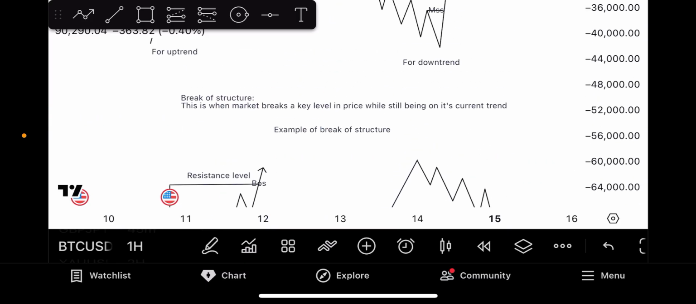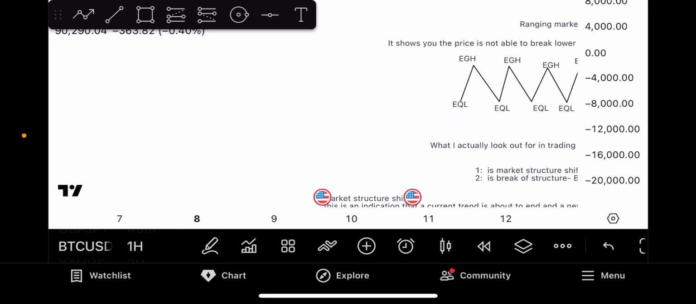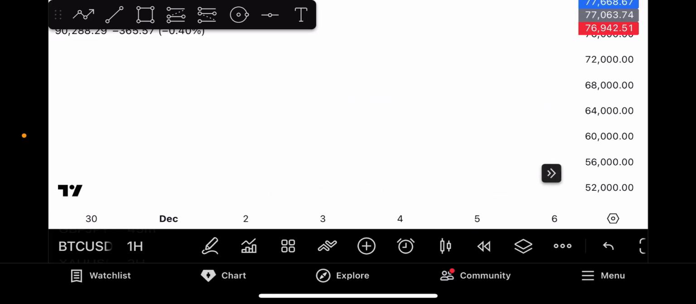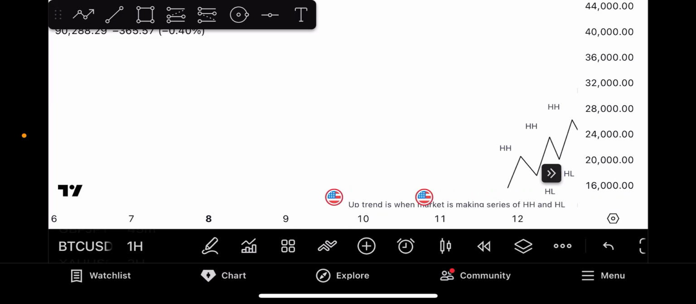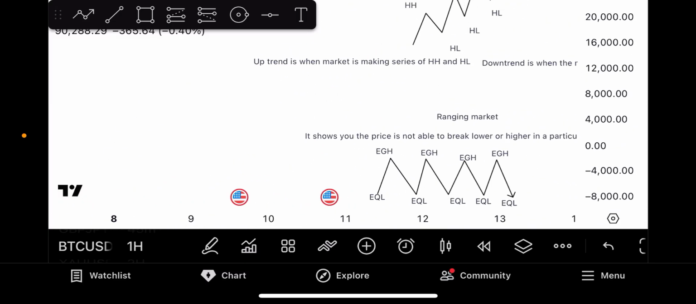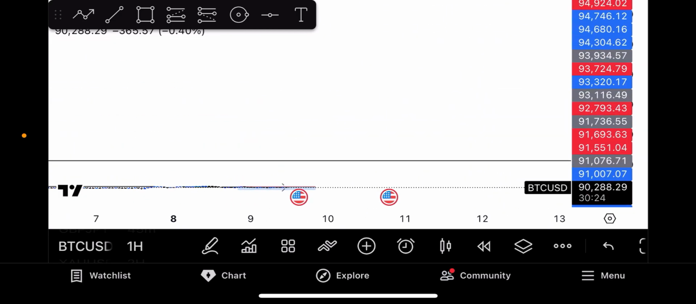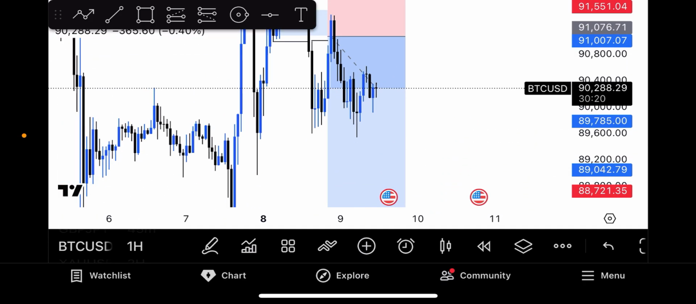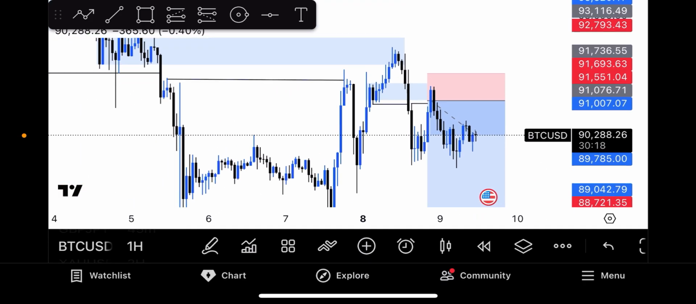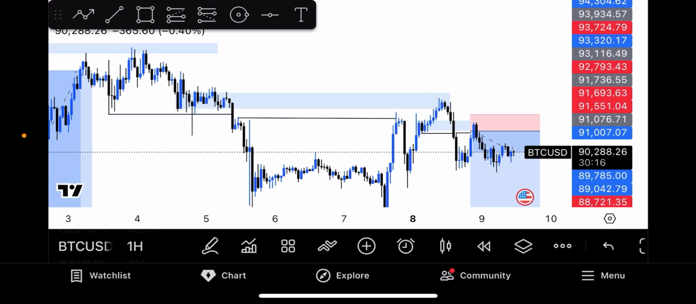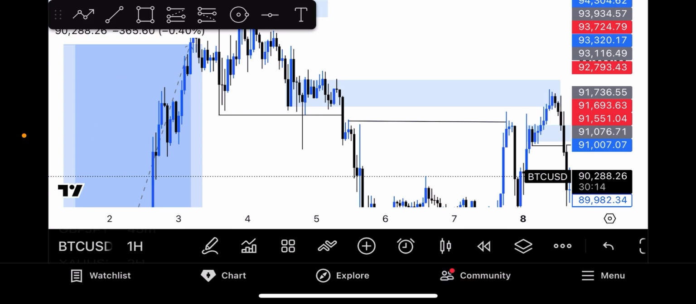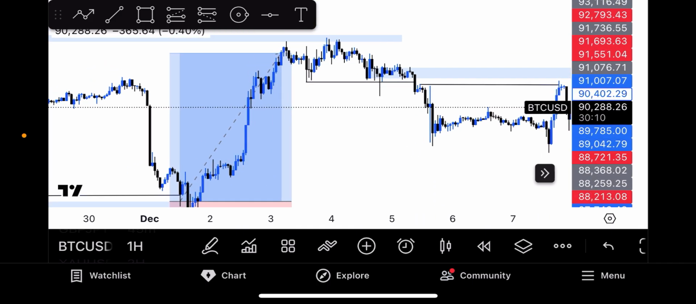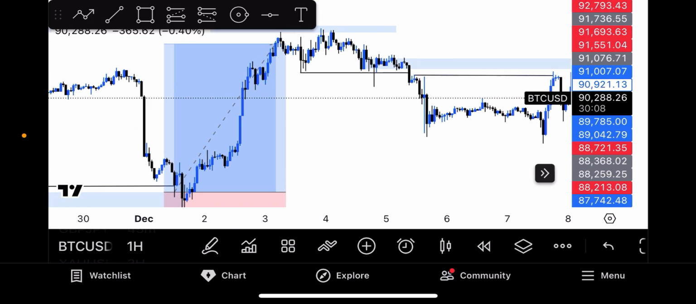Let me see if I can spot something in the chart. I don't want this video to be too long. Let me see. Can I spot a market structure shift and then a break of structure? Okay, market structure shift. What did we see here?